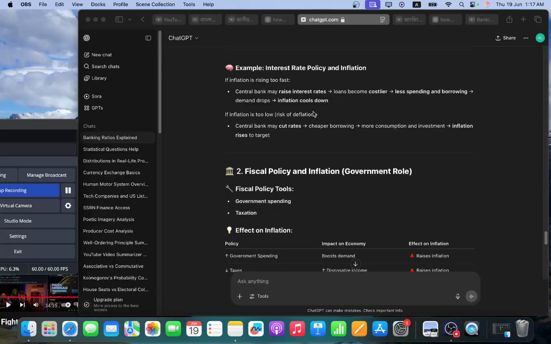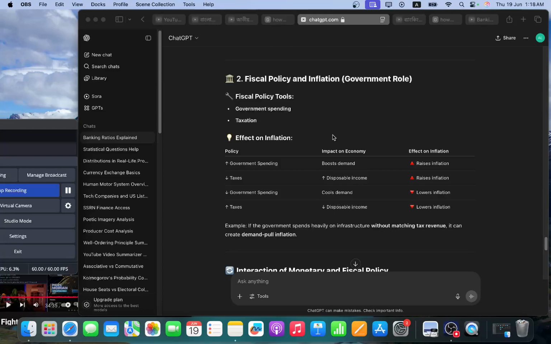Examples: if inflation is rising too fast, the central bank may raise interest rates. Loans become costlier, less spending and borrowing. Demand drops, inflation cools down. If inflation is too low, the central bank may make borrowing cheaper, so more consumption and investing. Inflation rises to the target rate.